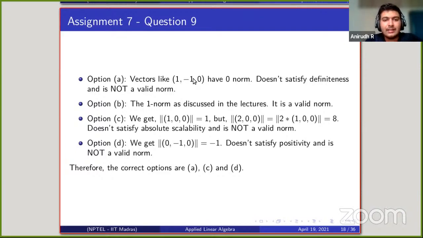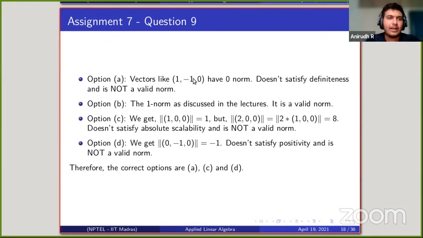So we end up getting norm of (0, -1, 0) as a negative number. So this is again not a valid norm. The general principle to find out if a norm is valid or not is to go by the definition and try to find out which conditions would not be satisfied.